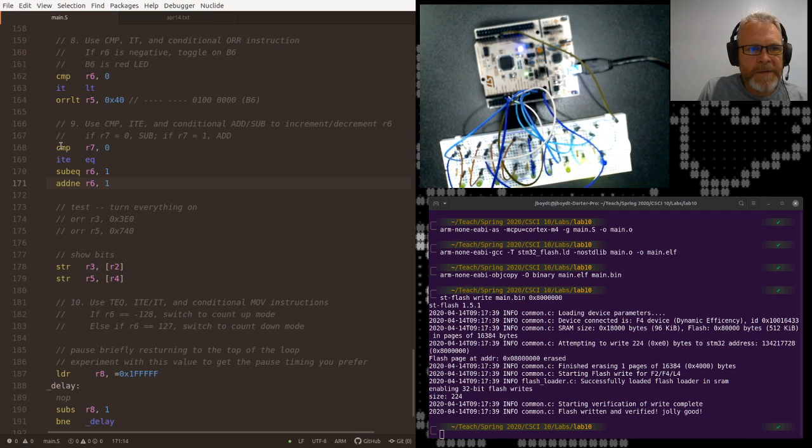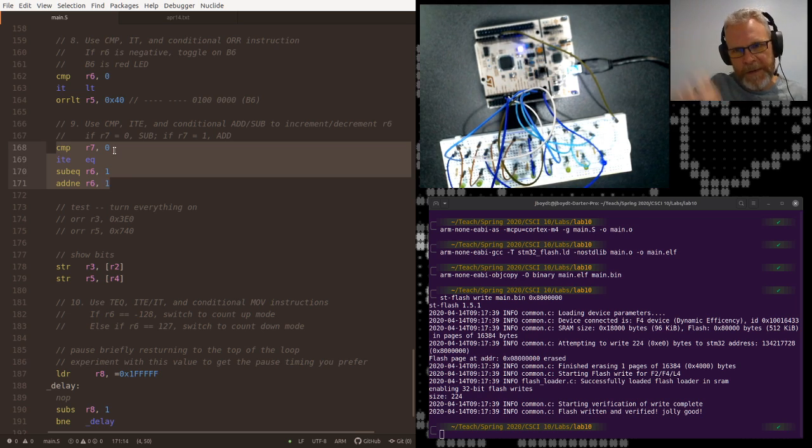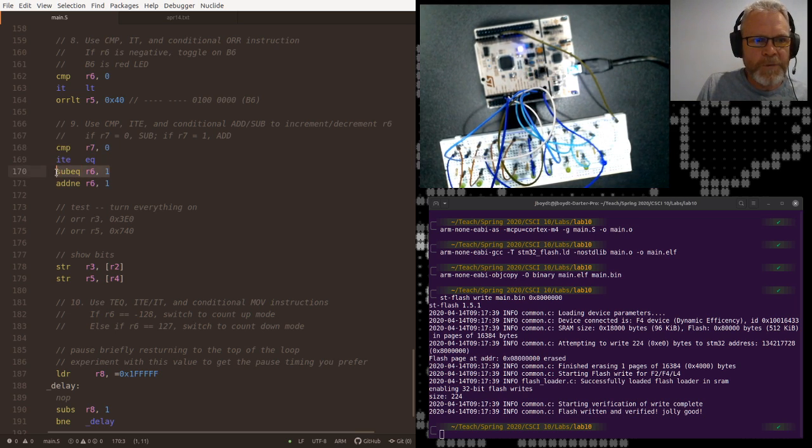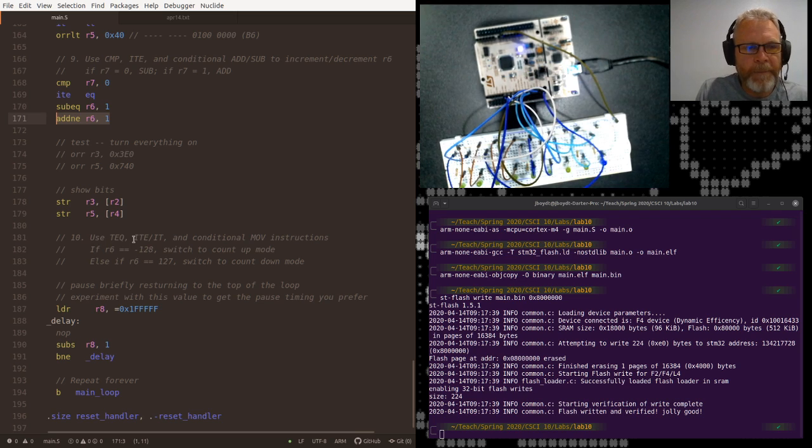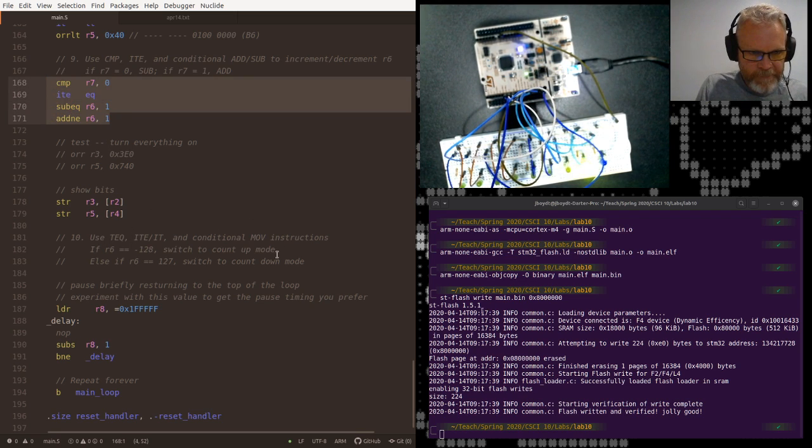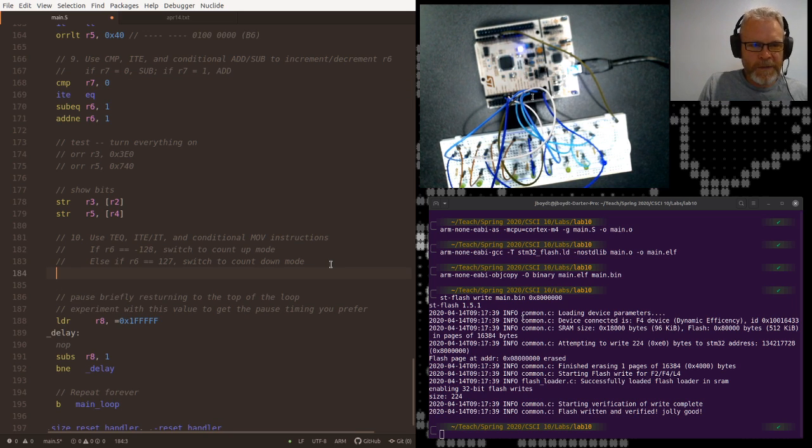That's number 9. So that's fairly straightforward in terms of the logic. If R7 is 0, I'm going down, subtracting 1 each time. If R7 is not 0, the only other thing I'm going to allow it to be is 1, which means we're going up. That's number 9. That's kind of useless without number 10, which is to turn it around.